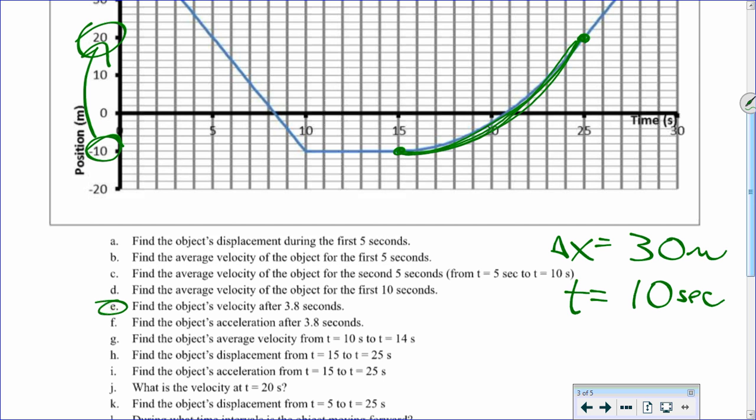And if that was all you knew, then you're kind of stuck. You could find your average velocity, right? Displacement over time, you get 3, hooray. That's not what I wanted to know. I wanted to know the acceleration. So we need to know at least one more thing.